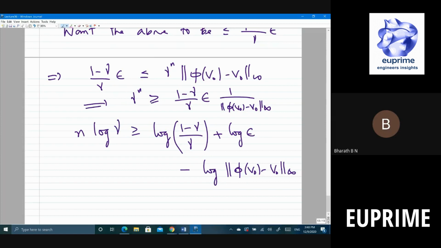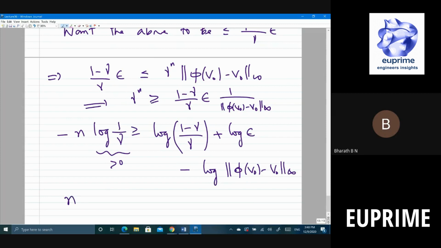But if you look at this, what can you say about log of nu? I can write log of nu as minus log of 1 by nu. Do you agree? Is that fine? Yeah. But nu is less than 1. Therefore, 1 by nu is greater than 1. Therefore, log of 1 by nu is positive, right? This is greater than 0. So, if I multiply minus on both sides, what do you get?